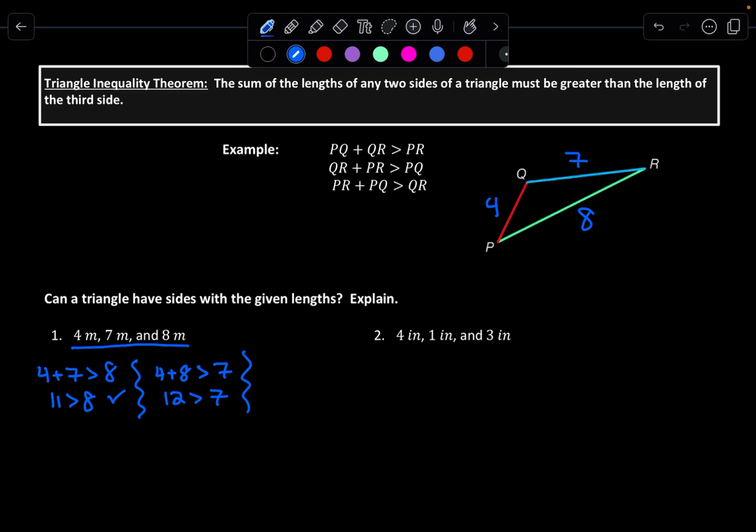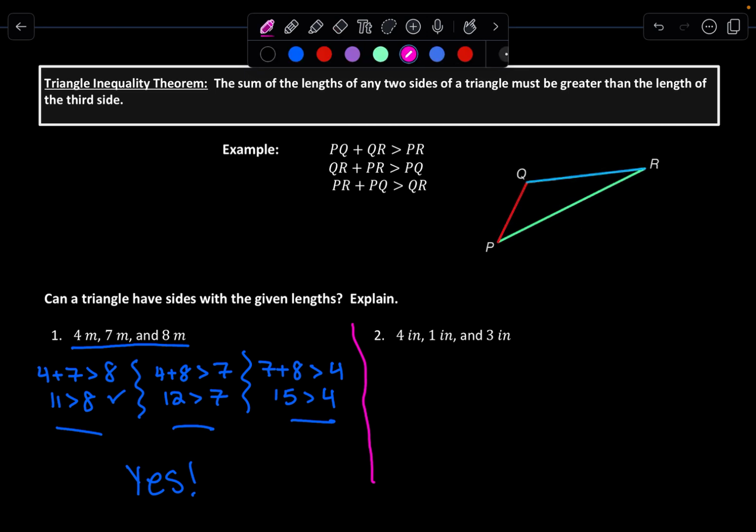Same thing with the last part. If I add those last two sides together, 7 plus 8, is that bigger than the third side 4? Yeah, it is. So the triangle inequality theorem is saying, in order for something to be a triangle, all three of these statements have to be true. So in this first example, yes, the measurements 4, 7, and 8 could be possible measurements for a triangle. That exists.